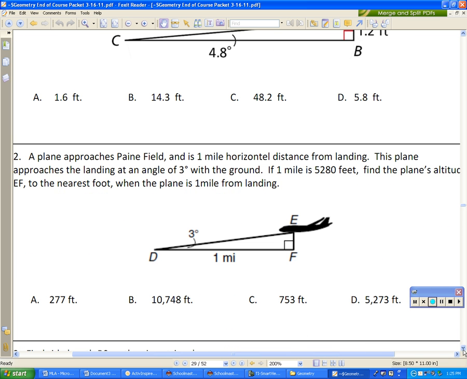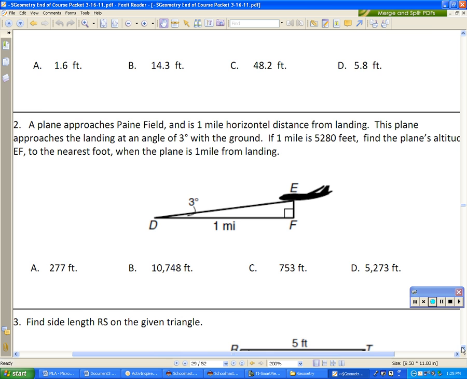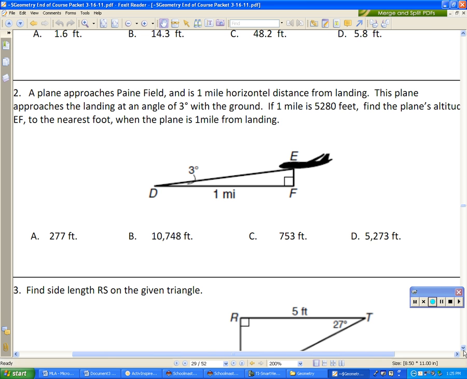Okay, so let's take a look at another one. And again, you guys can work on this on your own. A plane approaches Payne Field, and it's 1 mile horizontal distance from landing. This plane approaches the landing at an angle of 3 degrees with the ground. If 1 mile is 5,280 feet, find the plane's altitude EF to the nearest foot when the plane is 1 mile from its landing.